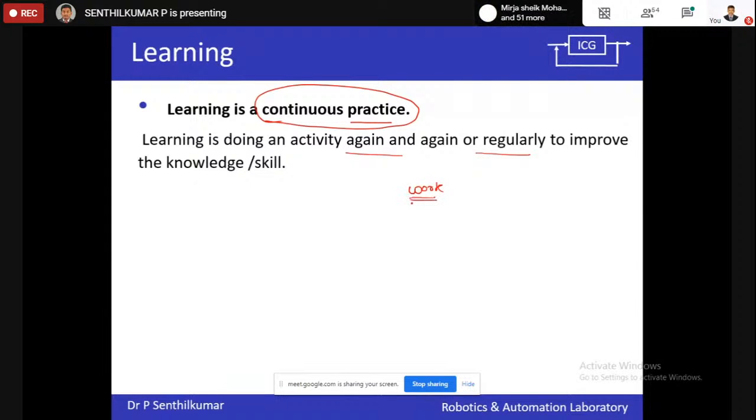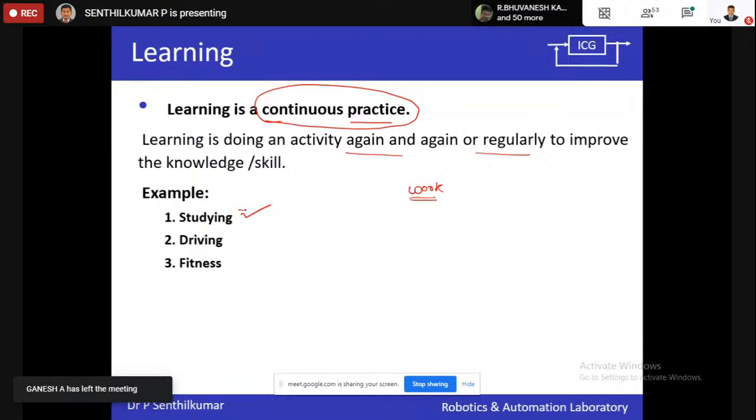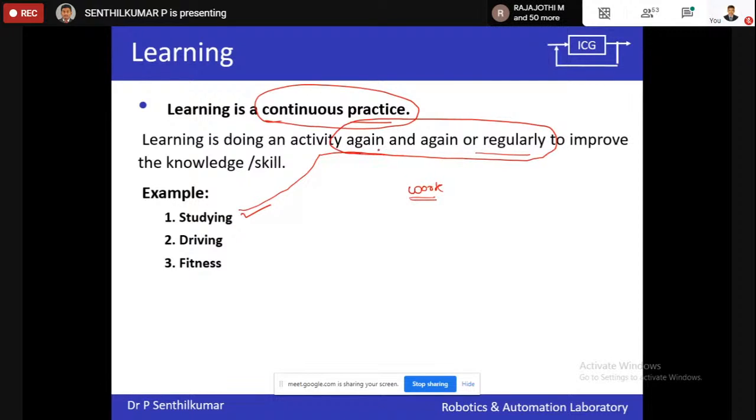I will give you an example. Studying is one example. Probably when I say study about studying, you may not understand. What I'm trying to say is very simple. Studying is an activity which you have to do again and again, or regularly. Every week you have to study. Whatever content the faculty member teaches in your classroom, you have to study within that day itself. That is the first priority.